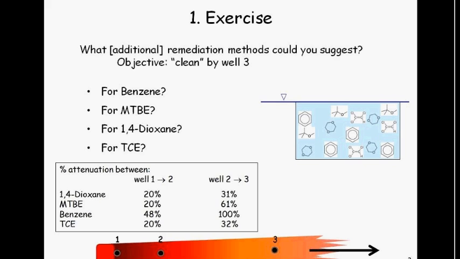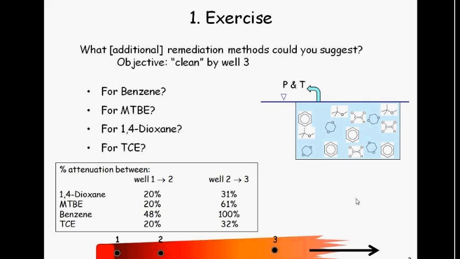So, what's our objective? Well, I've set the objective as the water is clean or essentially free of those chemicals by well 3. So you can see down below that benzene's already 100% attenuated. So what remedial technology would you propose for benzene? Here's a list of possible technologies.